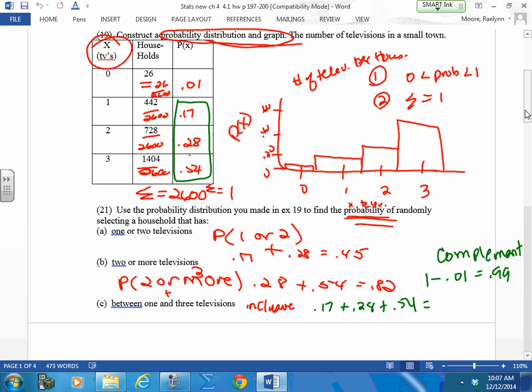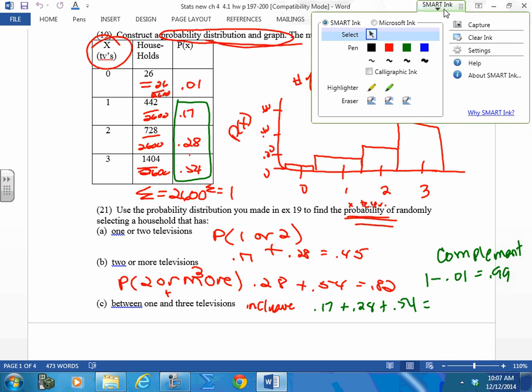Take your probabilities right off your table. Yes? Questions? No? You're good. Okay. All right.